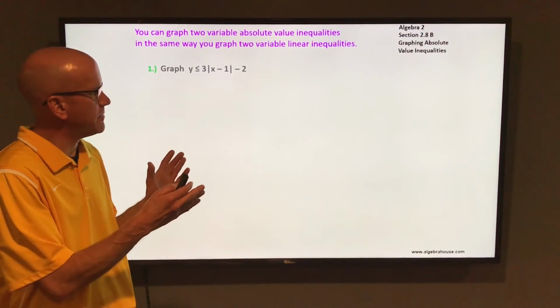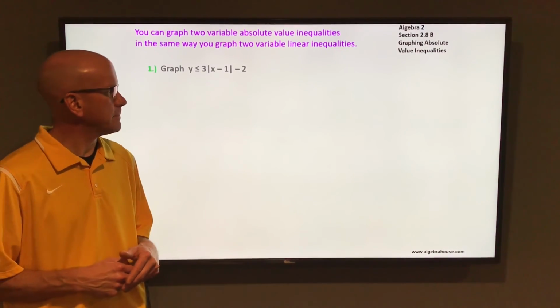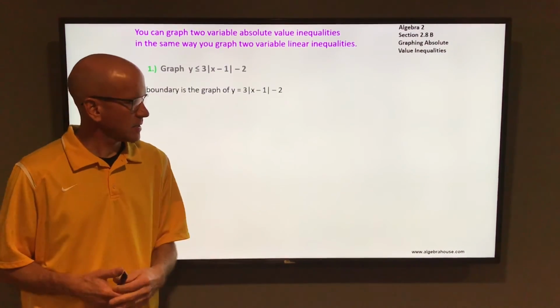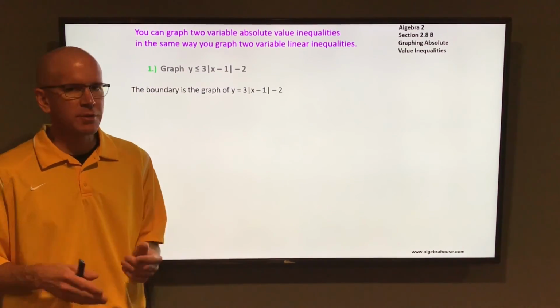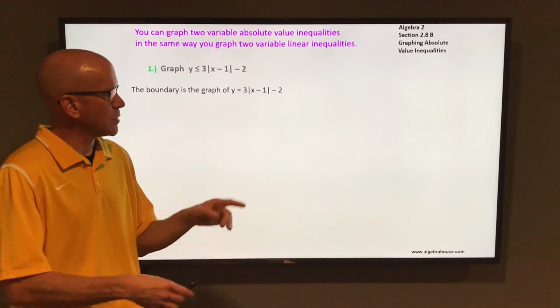Well, this is going to be a V-shaped graph, so I'm not really going to call it a line, but we are going to graph the boundary. The equation y equals 3 times the absolute value of x minus 1, minus 2. That's an absolute value equation. The shape of it will be a V-shaped graph. And remember, you can see the vertex.